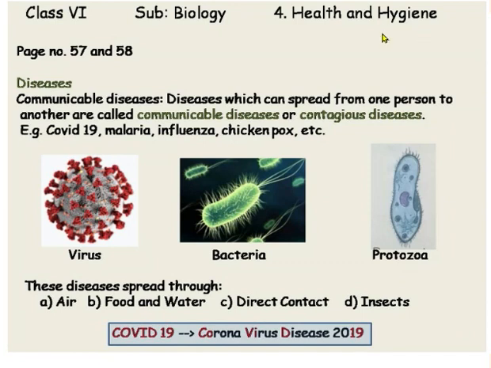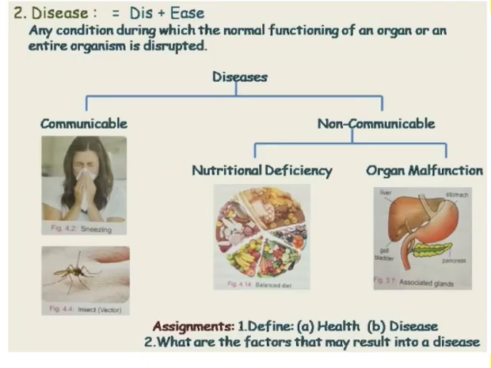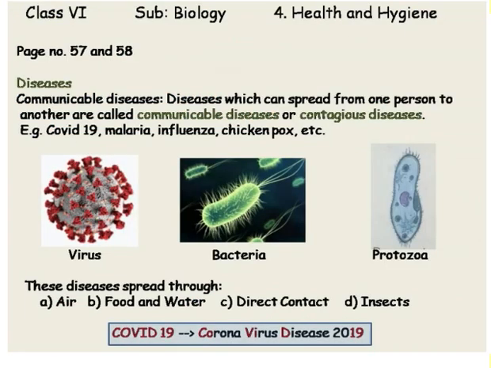Students, yesterday we started this chapter and completed the first topic, that is health. We also started the second topic, that is disease, and saw how diseases are classified into communicable and non-communicable diseases. Today we will discuss the communicable diseases. Let us discuss communicable diseases.